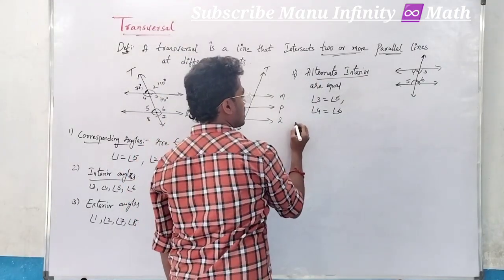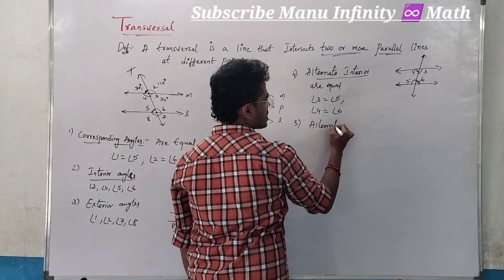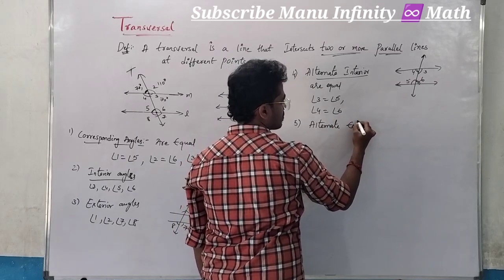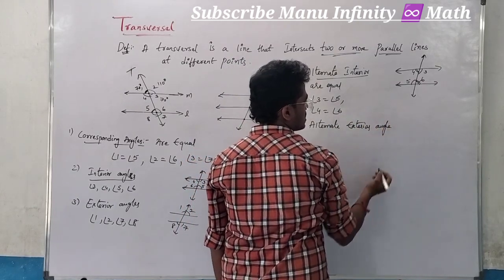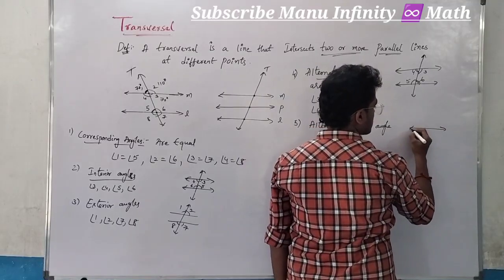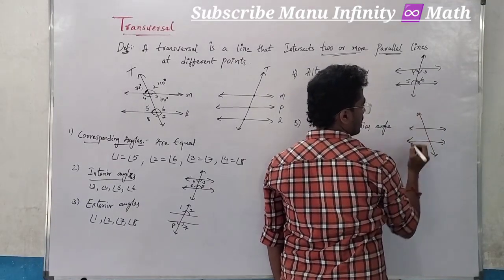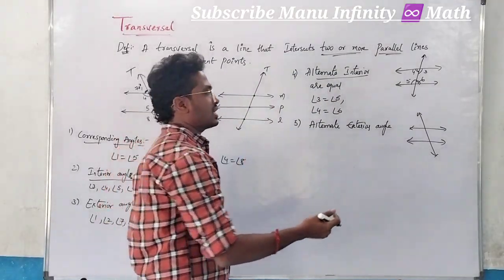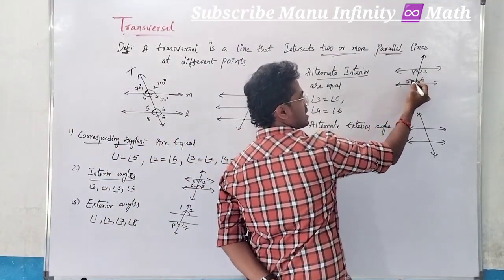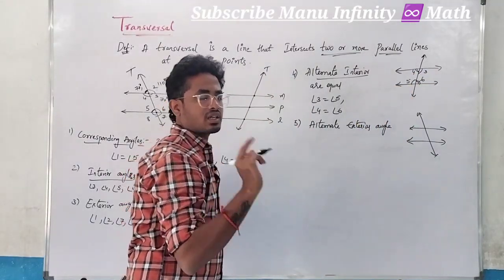Similarly, alternate exterior angles. What is that? Alternate exterior angles. Now see what are the alternate exterior angles we have. See, these two are the parallel lines and this is the transversal. Okay, now alternate, that means one should be right side and one should be left side, like this. See, it is in right side and it is in left side. It is in right side and it is in left side. So we can say that they are alternate.